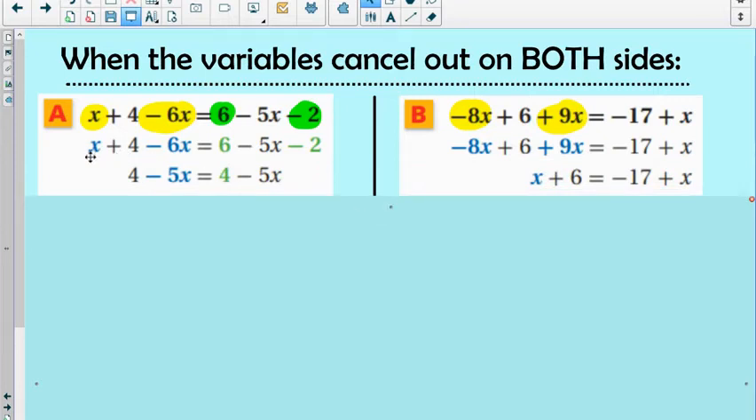So in example A, 1x minus 6x is negative 5x. So we get 4 minus 5x left over. 6 take away 2 is 4, so we get 4 minus 5x on the right side. So really look at that equation and what it's saying. 4 minus 5x is equal to 4 minus 5x. Seems pretty clear. They should be equal because they're exactly the same.